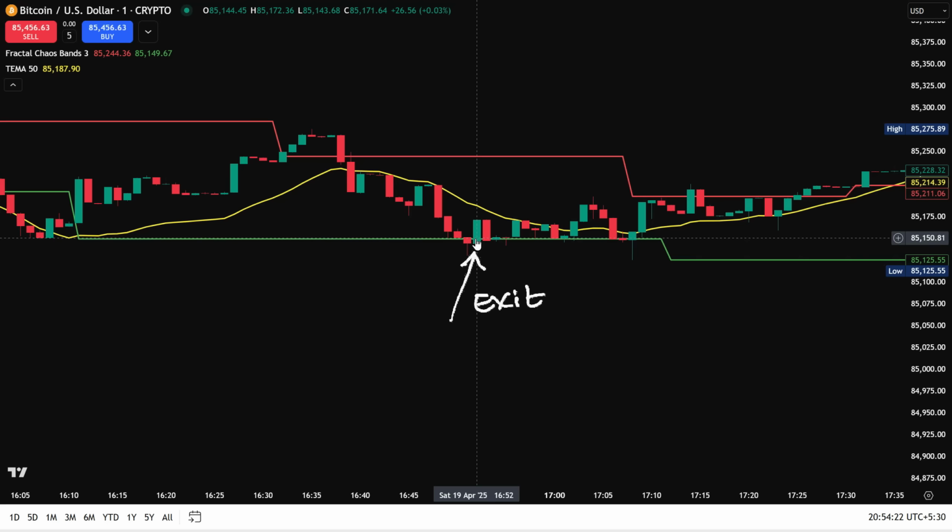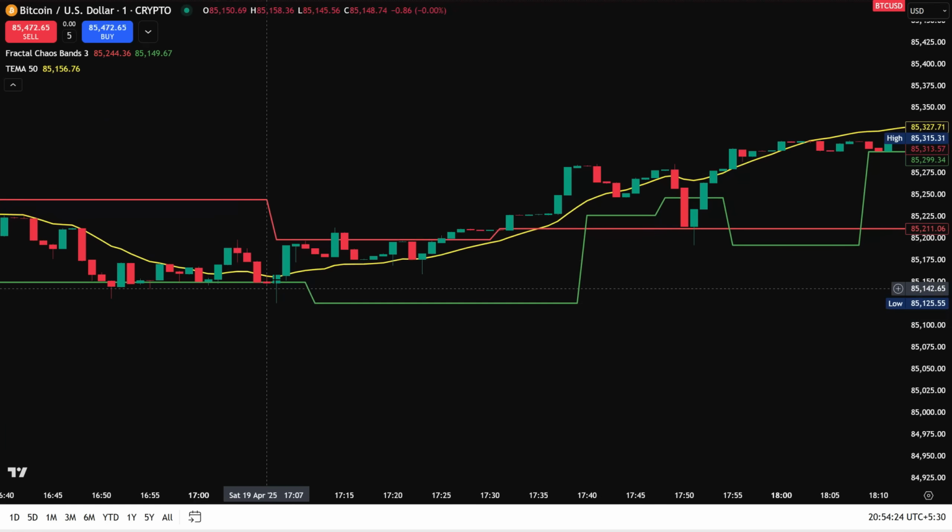Now let's take a look at this very classic example. Here, you'll notice that the price crosses above the yellow TEMA line, which is our initial buy signal. As soon as we see that crossover, we enter a buy trade. Simple and clear. Now, the most straightforward exit would be at the resistance level, which is shown by the red line from the fractal chaos bands. This is a safe and effective way to lock in your profits quickly. But here's the interesting part. You don't always have to exit at the resistance.